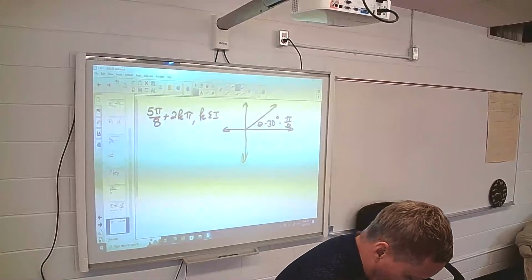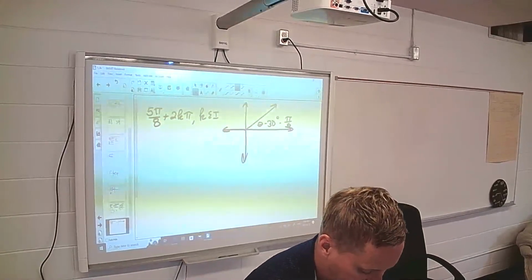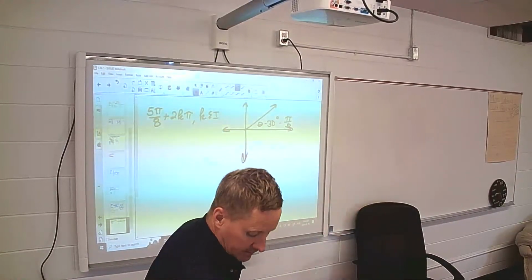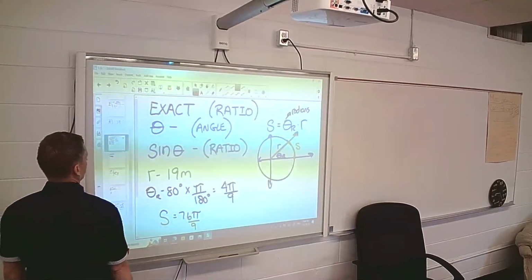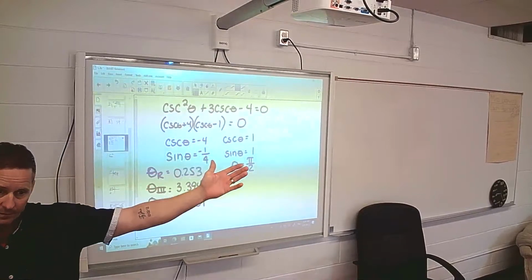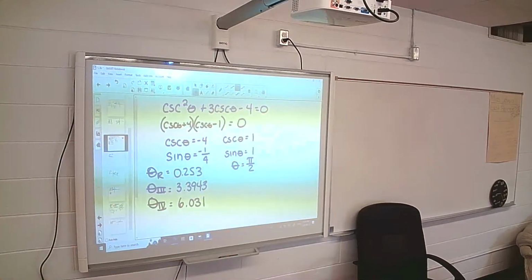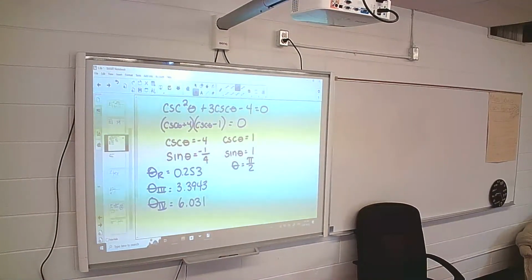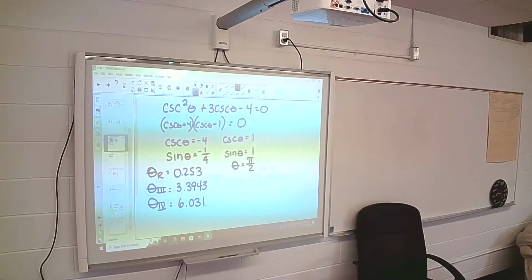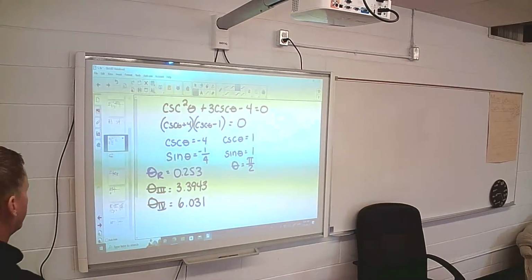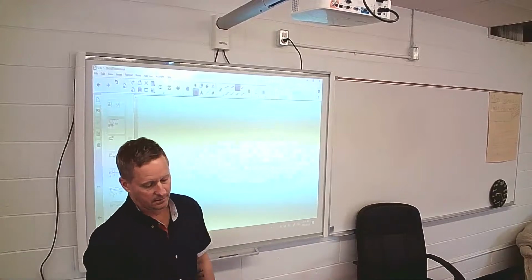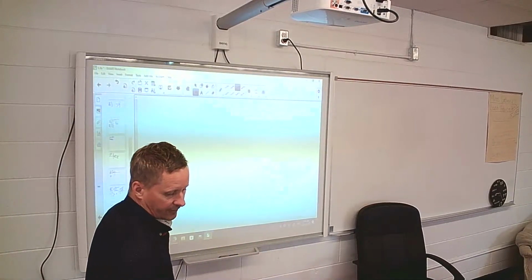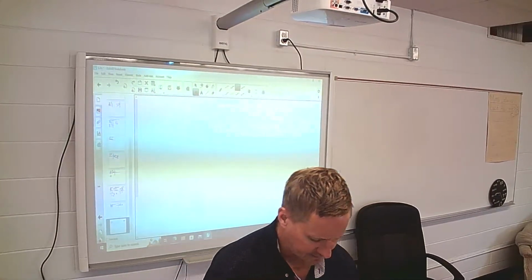Let's go to 5.4. Now, 5.4. Have a look right here. This right here, we are going to work on this in 5.4 as well. It's going to be a little more complicated. So this is why I'm stressing you need to know this. Sine x equals a half. I did this yesterday, did I not? I did.